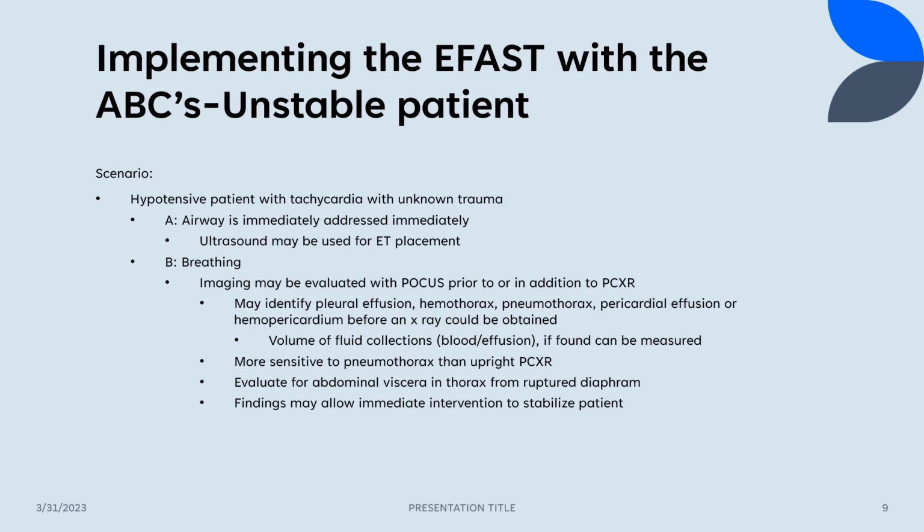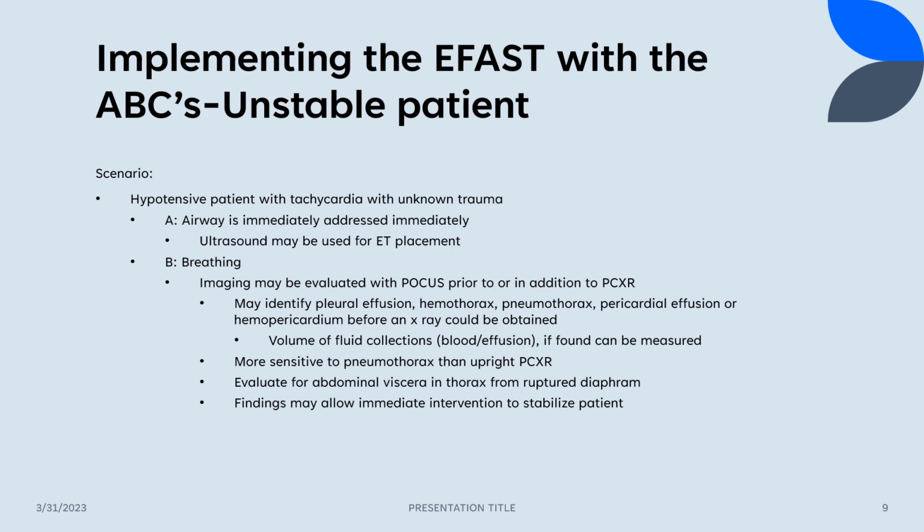So our first scenario here is that we're going to have an unstable patient. So it's a hypotensive patient with tachycardia and unknown trauma. The first part of our ABCs is airway. With airway evaluation and treatment, ultrasound is of very limited use. One of the features that could be utilized by ultrasound to assist in this part of the assessment is to evaluate for endotracheal tube placement. It can be limited in how useful this is, but it is definitely an option there, especially once you've had some experience and are able to utilize it more confidently.